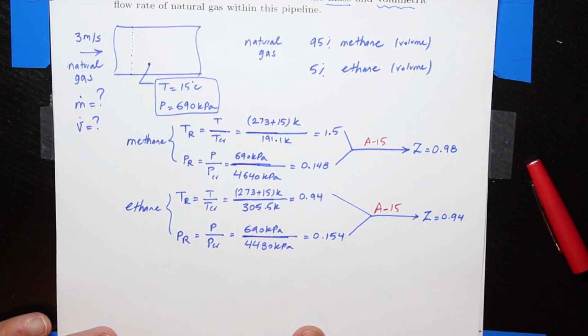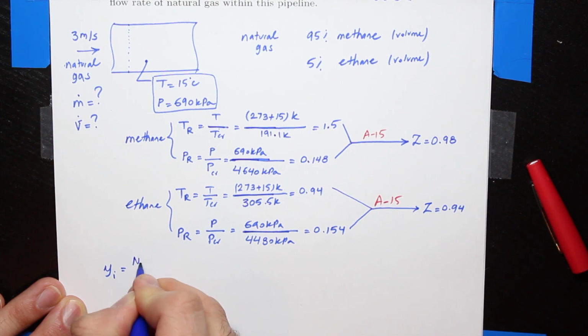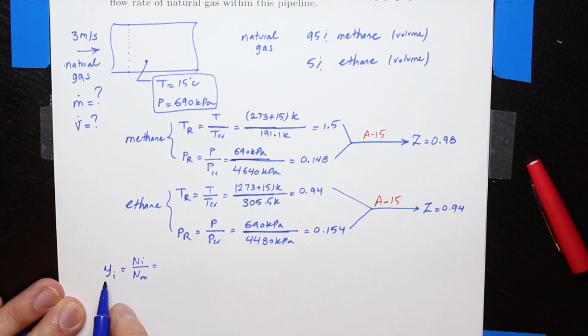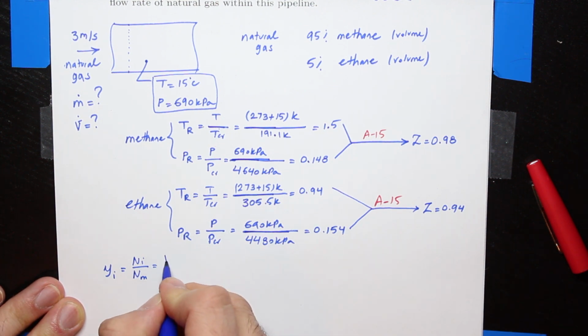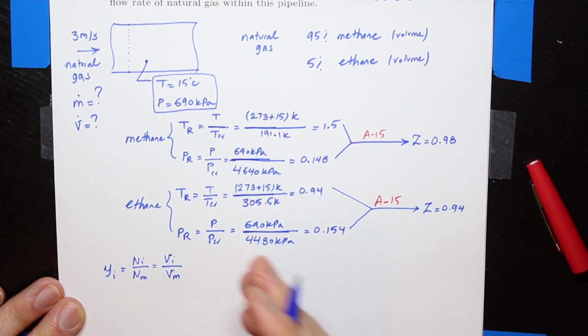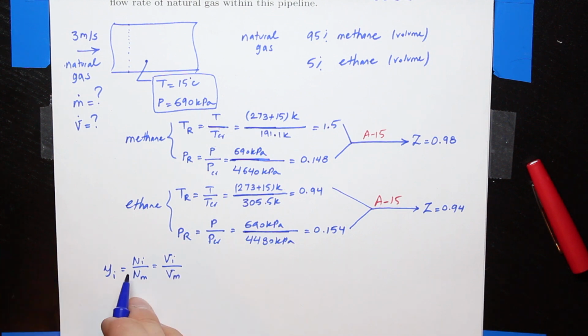So we know that in ideal gas, the mole fraction is basically the number of moles of each component over the number of moles of the mixture. So this is the mole fraction. Ni is the number of moles in each component, and Nm is the number of moles in the mixture. But speaking of an ideal gas, that ratio is the same as the volume of each component over the volume of the mixture, or volume fraction basically. Okay, so just be careful that this is the characteristic of the ideal gas. So we discussed that in a previous video.